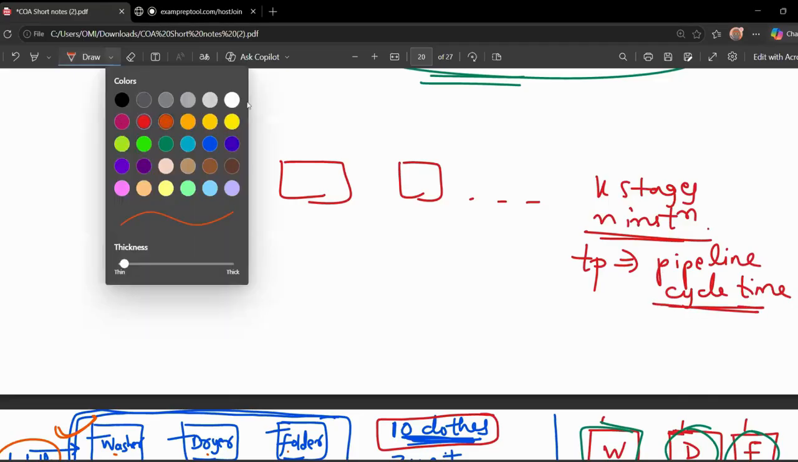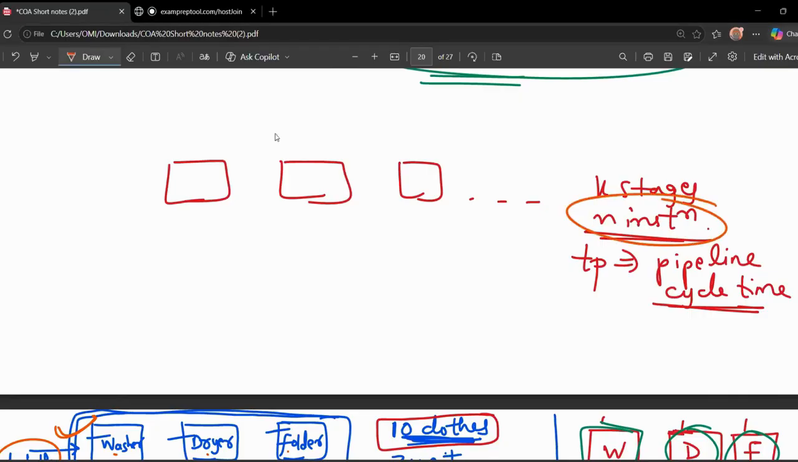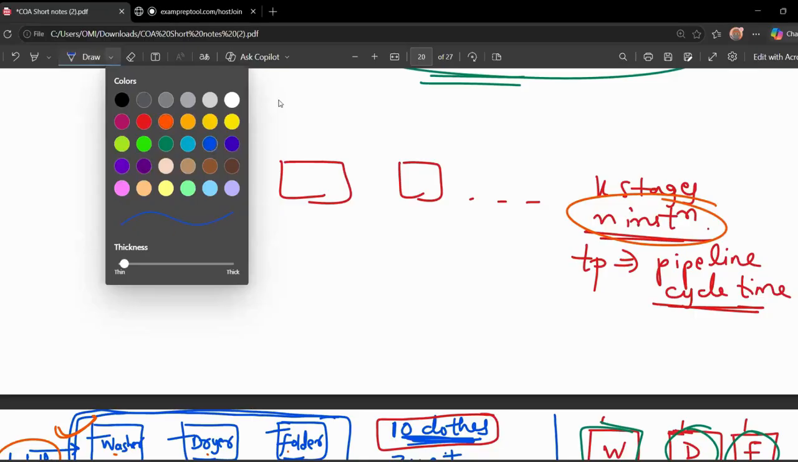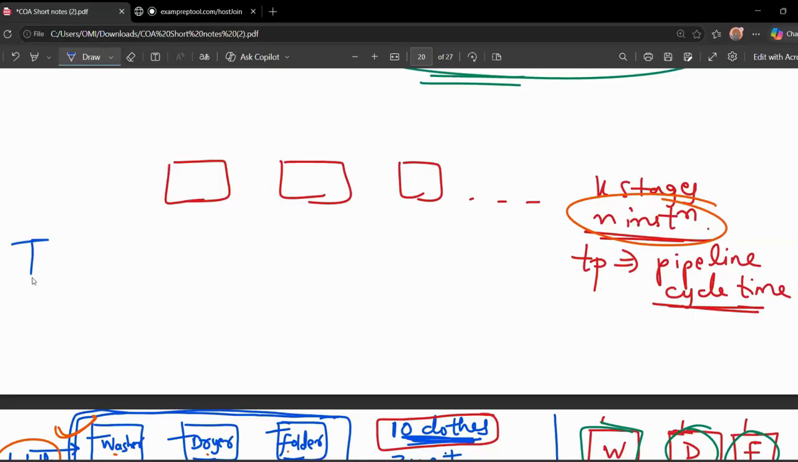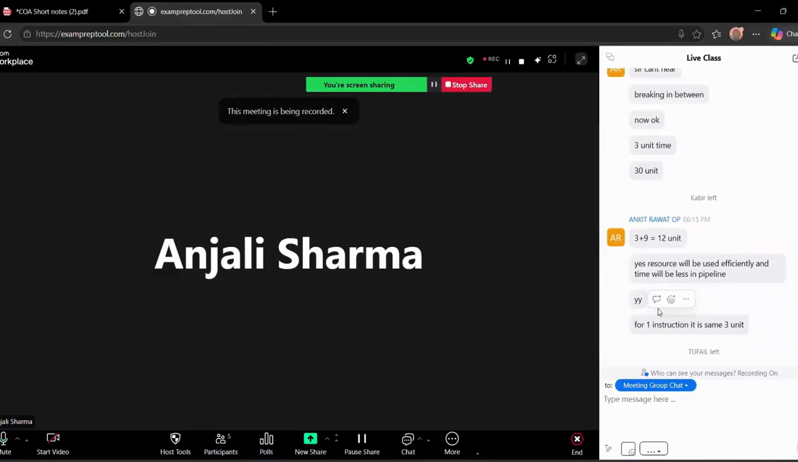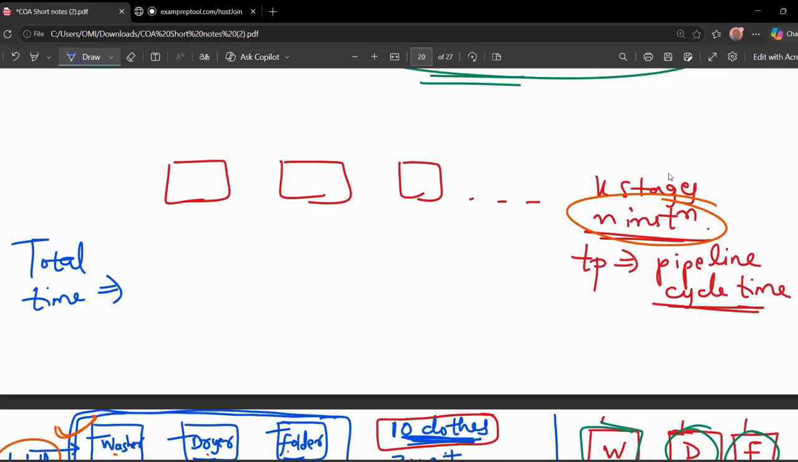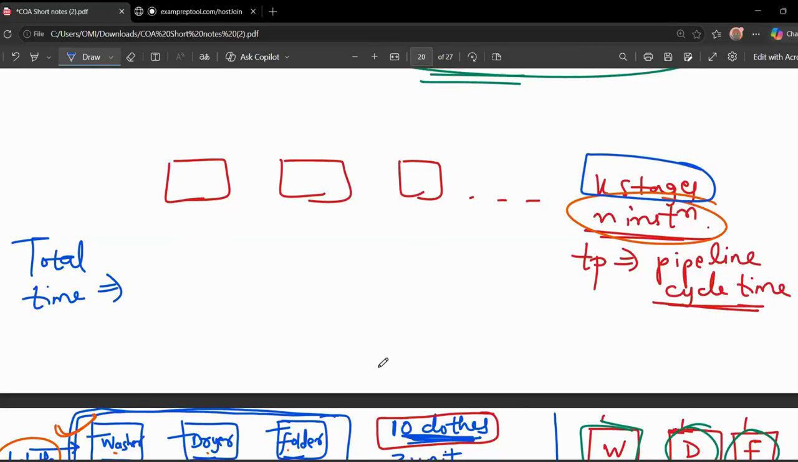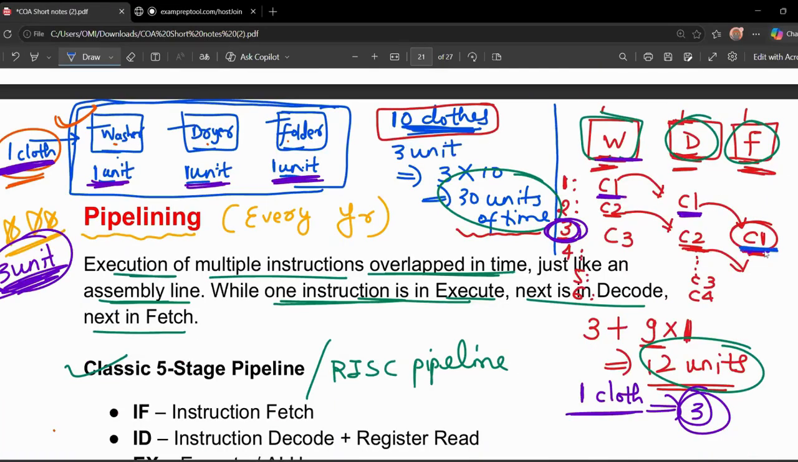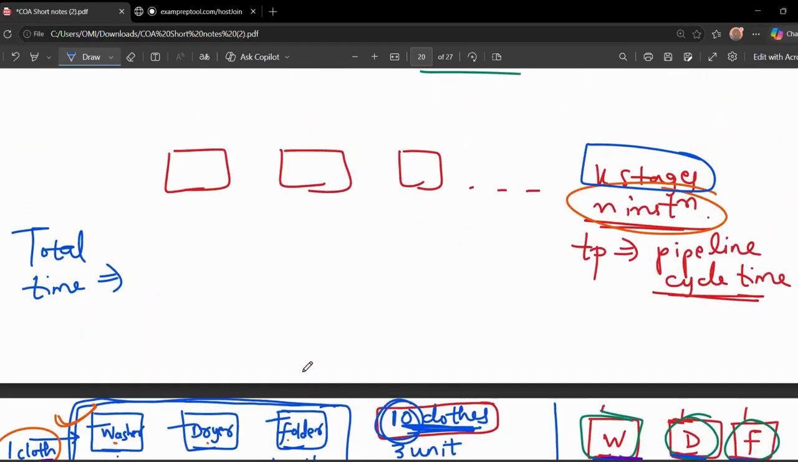Now, if you want to execute instructions, we have to find the total time. First instruction, how much time will it take? It will take k stages. Yes, we have seen here also: our first instruction, like the C1 cloth, is taking all the stages 1, 2, and 3. So that's why we wrote it separately as 3, and the rest of the 9 cloths take one unit each.